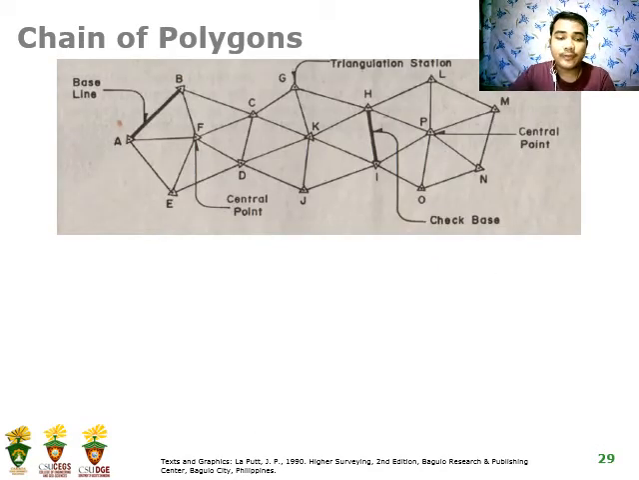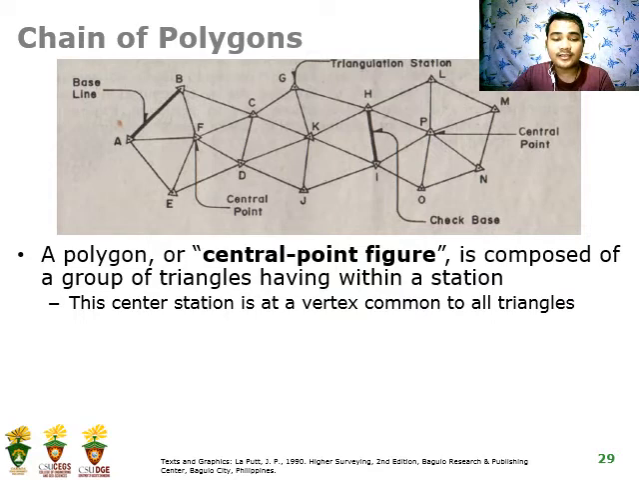Alright, so for the chain of polygons, yung ngani ang forma, naa siya isa ka baseline, tapos naa siya pang check base, then naa pun siya control point sa tunga-tunga, or central point, and triangulation stations. So a polygon or a central point figure, another term for chain of polygons, gamiton para sa triangulation, is composed of a group of triangles having within a station. And this center station is the vertex common point to all the triangles nga naka-palibot.